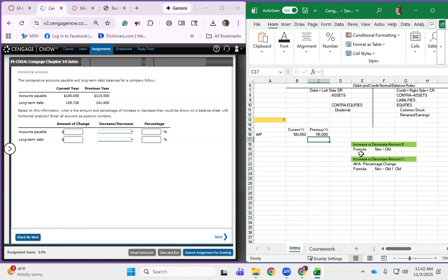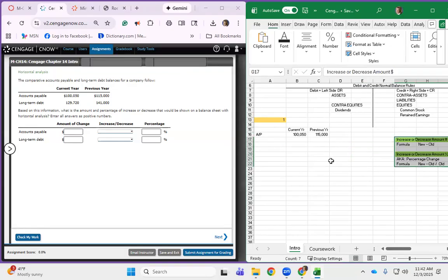Okay, so let me just go ahead and fill these in. Let me move this over so that it's not in the way, because we want an increase or a decrease. And then they want long-term debt also. So let's put long-term debt in: 129,720 and 141,000. And so we can do formulas here, which is nice. So the increase or the decrease in dollars. So I'll put dollars here.